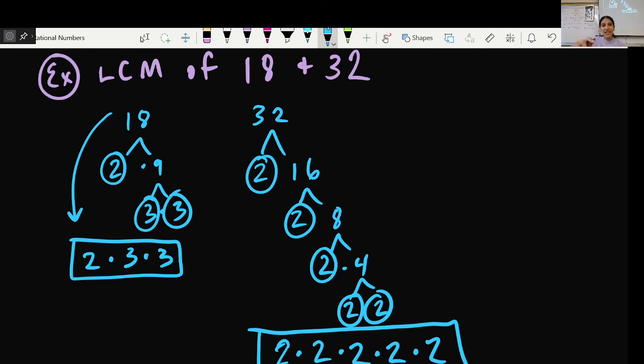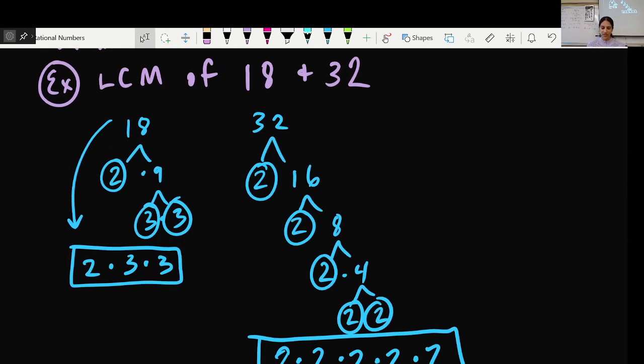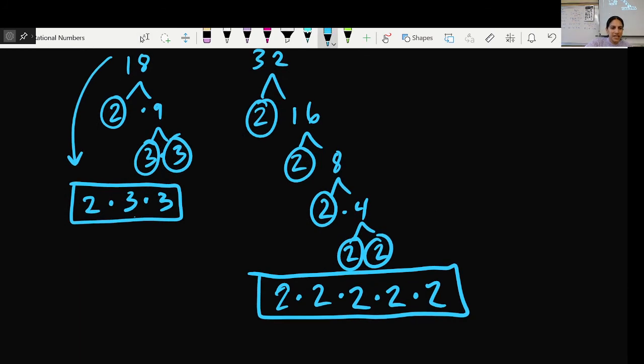Okay, so if we go back, it says LCM is the product of prime numbers. So when we look at these two, let me rewrite these. Do you see that I can rewrite these to say 2 times 3 squared? That's the same thing. I'm going to put that in a little circle. And then this could be what? 2 to the power of 5.